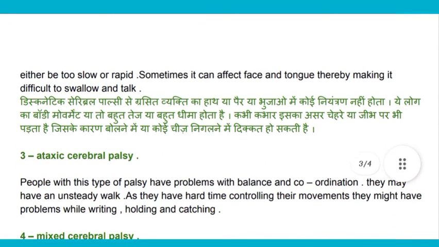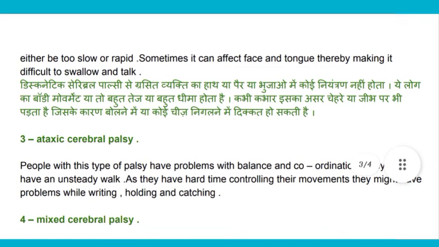Sometimes it can affect the face and tongue, thereby making it difficult to swallow and talk. So basically they have problems with their tongue, and sometimes with talking also. They face difficulties while they speak or swallow. So either they can be too slow to do anything or too rapid.